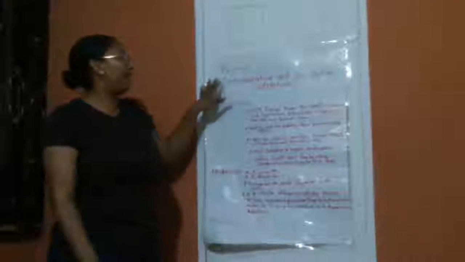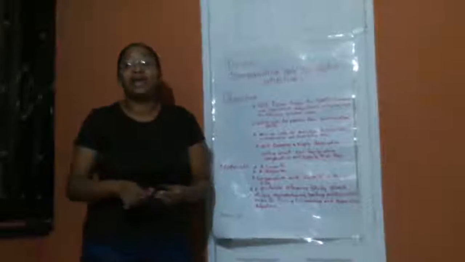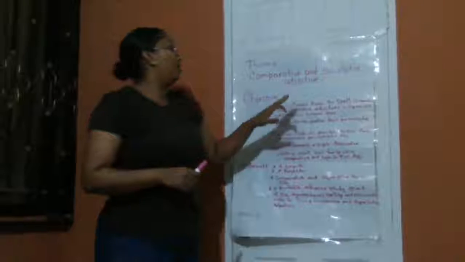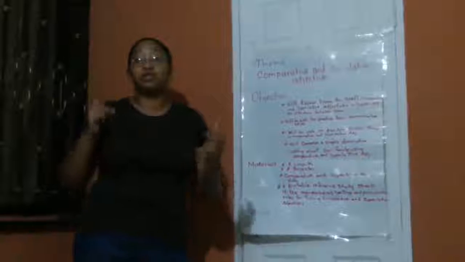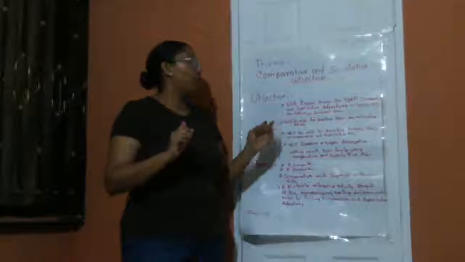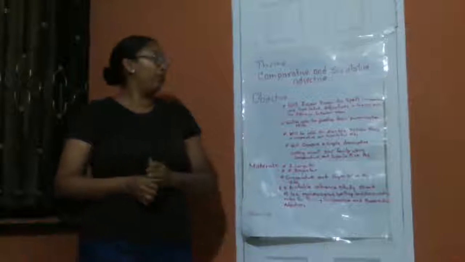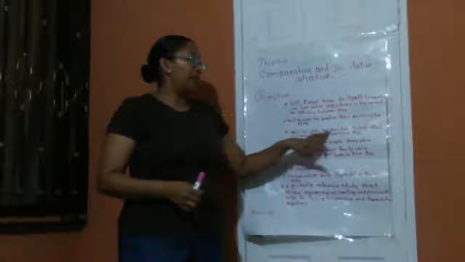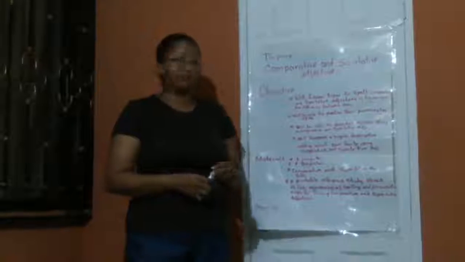Today our topic will be about comparative and superlative adjectives. The objectives of this class will be that you will be able to know how to spell comparative and superlative adjectives in English and the difference between them. You will also be able to practice the pronunciation skills. You will be able to practice syllable stress in comparative and superlative adjectives.